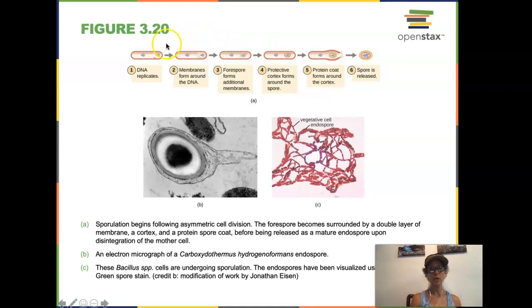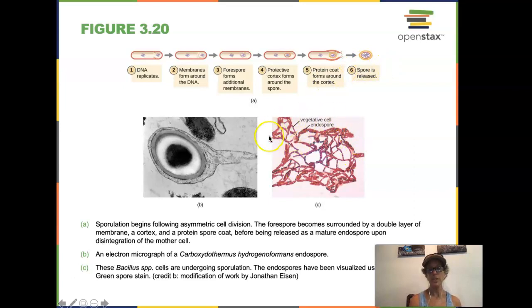So forming the spore, the DNA replicates, so we get a copy of it. A membrane forms around that copy of the DNA. We get more membranes, and then we get a cortex, which is a protective layer of carbohydrates and proteins, and eventually that is released. And so the cell would die, the DNA that was part of that cell is destroyed, but the spore is extremely resistant to heat and temperature, cold types of temperature, lack of water, too much water. It is just a little time capsule waiting for the right environment.